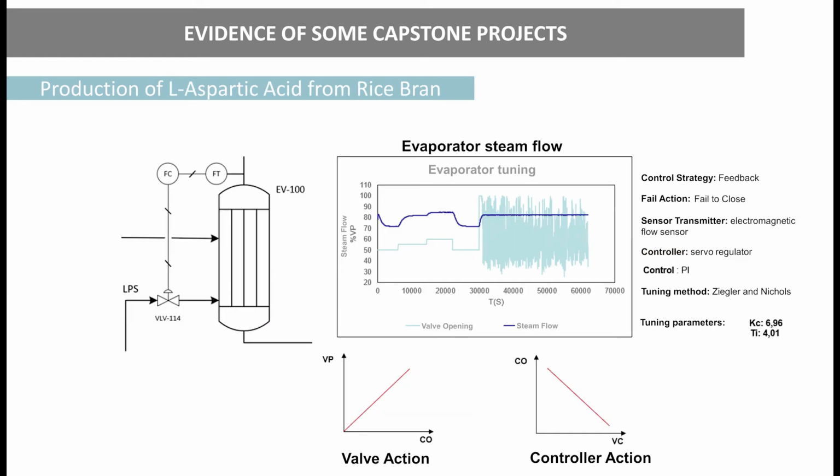And here you can see the evidence from the dynamic simulation and process control in a reactor to produce L-aspartic acid from rice bran. In particular, the students define a control strategy, select the instrumentation, the valve and controller action, and they also calculate the tuning parameters to assure the process controllability. They support the calculation in Aspen HYSYS. They also use MATLAB and Loop Pro software and assess that strategy.